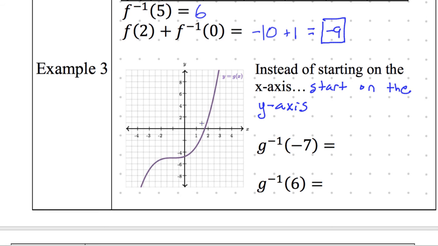So instead of going left and right first, we're going to go up and down first. So for the inverse of g of -7, I'm going to plug in -7 on the y-axis, and then I'm going to find where it intersects the graph.